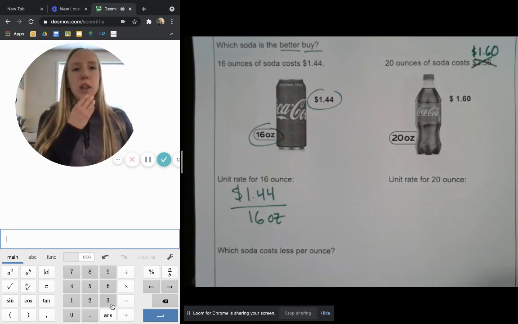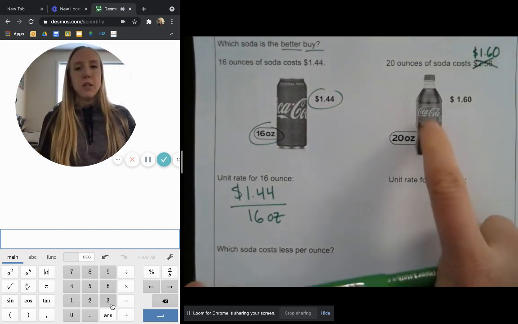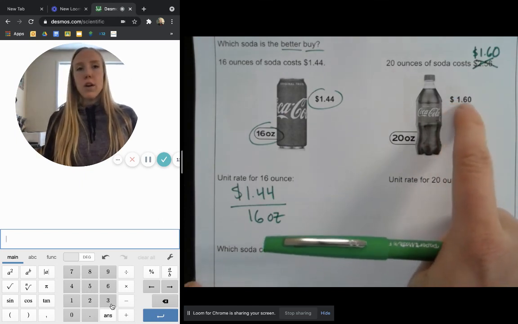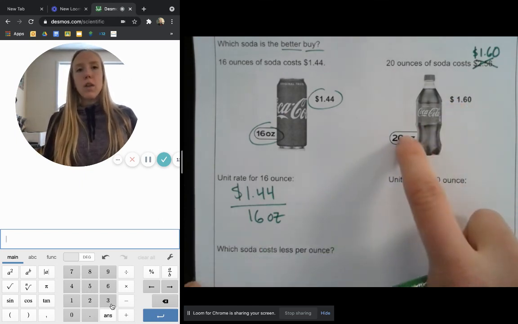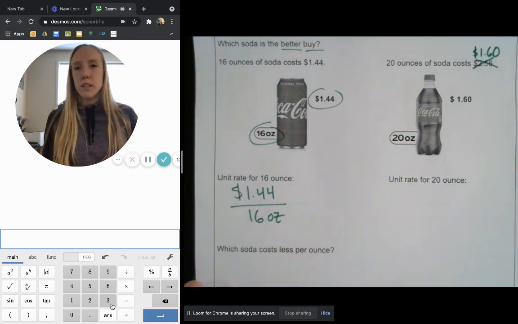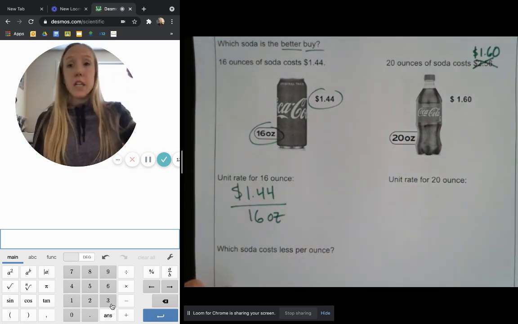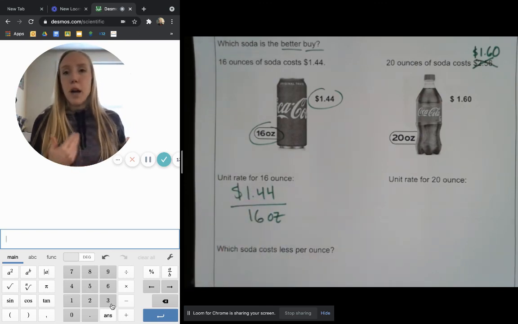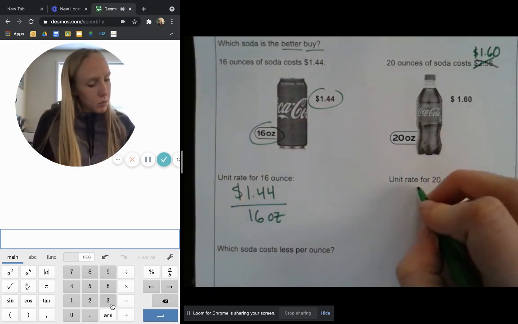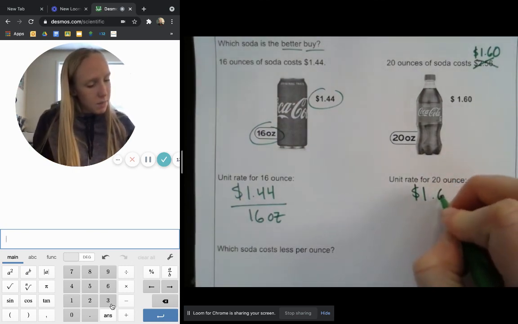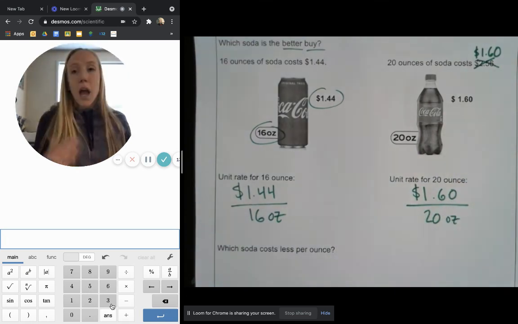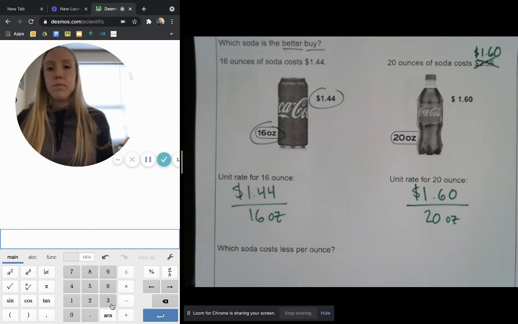Okay, I want you to think about what this fraction would look like. What number would go on top? The cost, $1.60, or the number of ounces, 20 ounces? Which one would go on top of the fraction? It would be the same as this. Since it's the cost per ounce, we want the cost on top. So this one would be $1.60 on top, and the number of ounces on bottom, 20 ounces. So now we've got our fractions that we can divide.